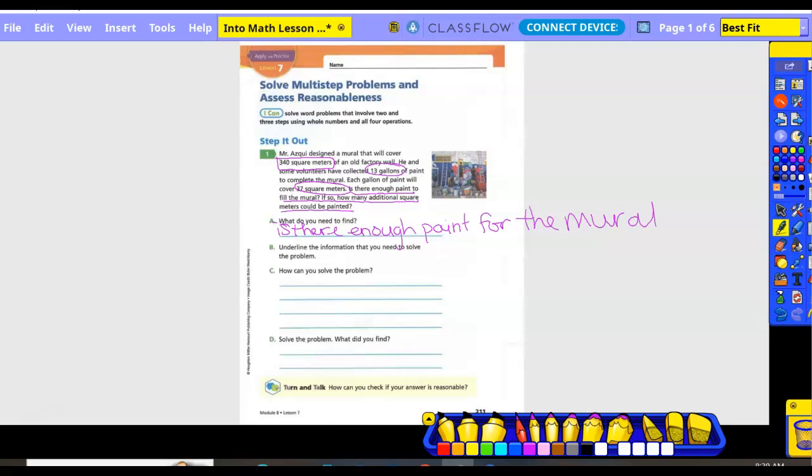Okay, underline the information that we need to use. We already did that, right? How can you solve the problem? So what am I going to do first? Then multiply 37 times what? 13. I cover up the 1 and pretend like it's not there.